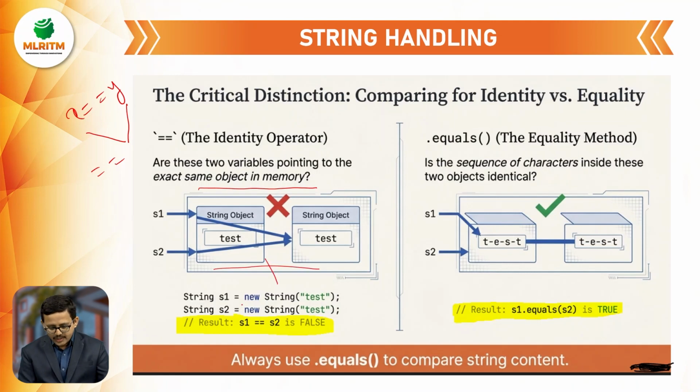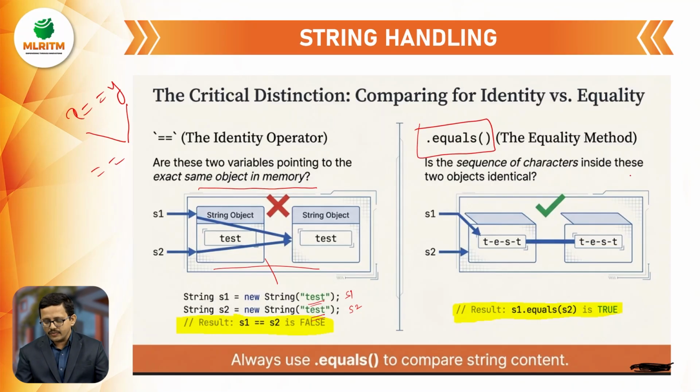Okay, s1 is equal to new String with the value test, and here the value is test too, but both are not the same objects. This is object s1 and this is object s2, which are completely different. So that cannot be compared with double equals; it is not valid for strings. Whereas for comparison purposes, we have a method called equals.